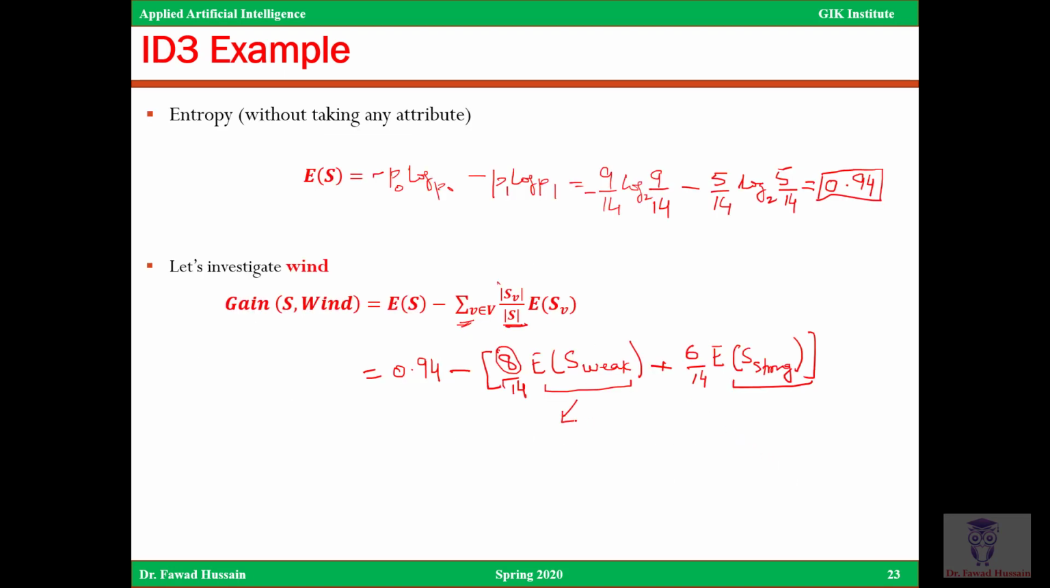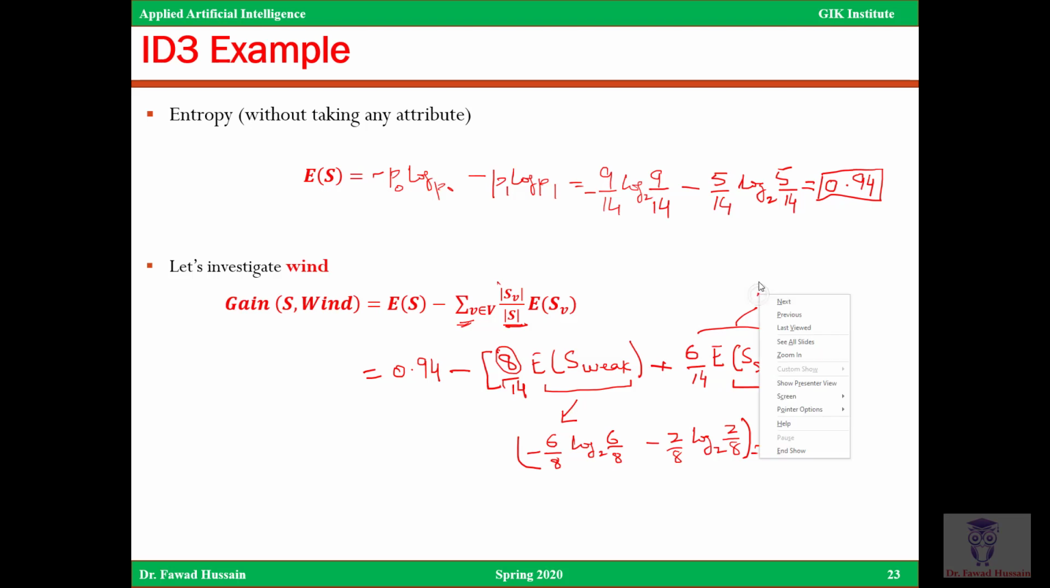So this can be expanded as minus 6 by 8, there's a minus over here, log 2 of 6 by 8 and then minus 2 by 8 log 2 of 2 by 8. So this 6 and 8 correspond to their total 8. 6 of them are yes and 2 are no. So we use this, and this will give us 0.811.